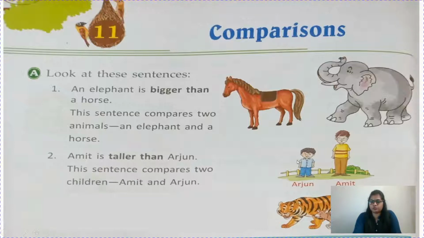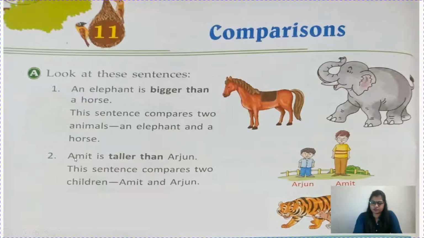Similarly, we can see here 2 boys, Arjun and Amit. Suppose we are talking only about Amit, we will say Amit is a tall boy. But when we are comparing these 2 boys, then we will say Amit is taller than Arjun. So this sentence compares 2 children. One more thing. When we are talking only about Amit, we will say Amit is a short boy. But when we compare 2 boys, we will say Arjun is shorter than Amit. Understood children? Here we can say a horse is smaller than an elephant.